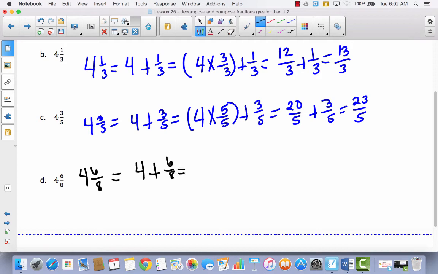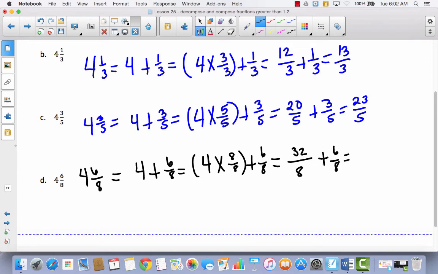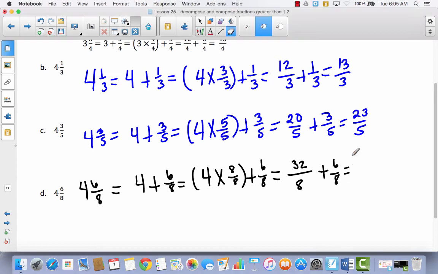Okay, for this whole number, I'm going to have 8/8 4 times. So that's going to be 4 times 8/8 plus 6/8. Okay, so from what I've learned from multiplying a whole number times a fraction, 4 times 8/8 is going to be 32/8 because 4 times 8 is 32, plus my 6/8, and that's going to give me 38/8.